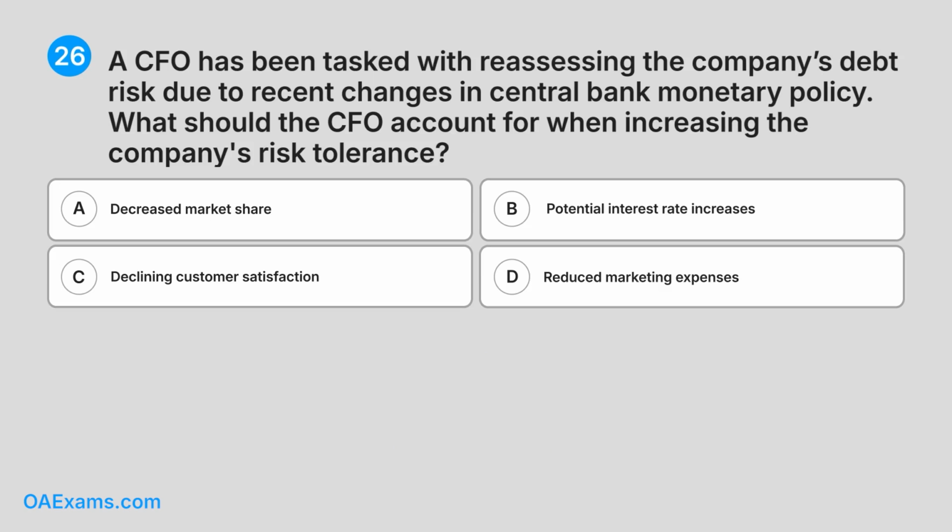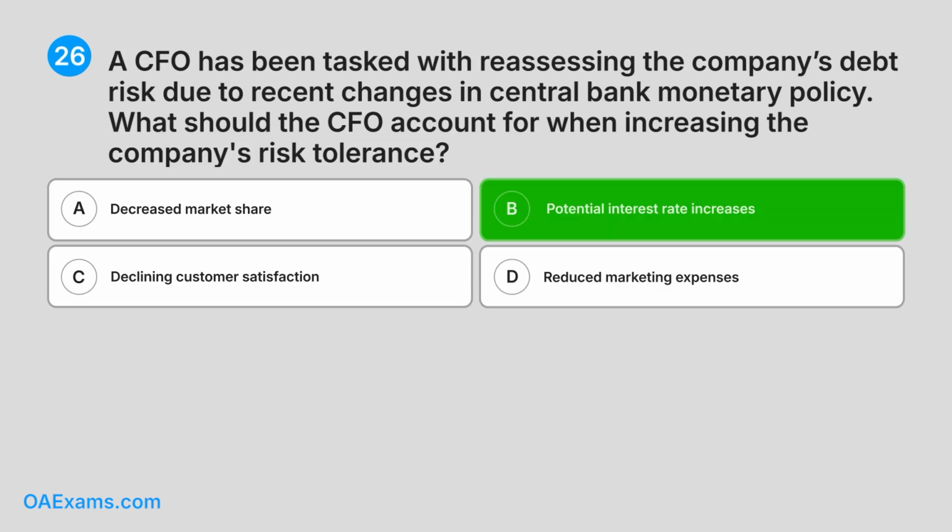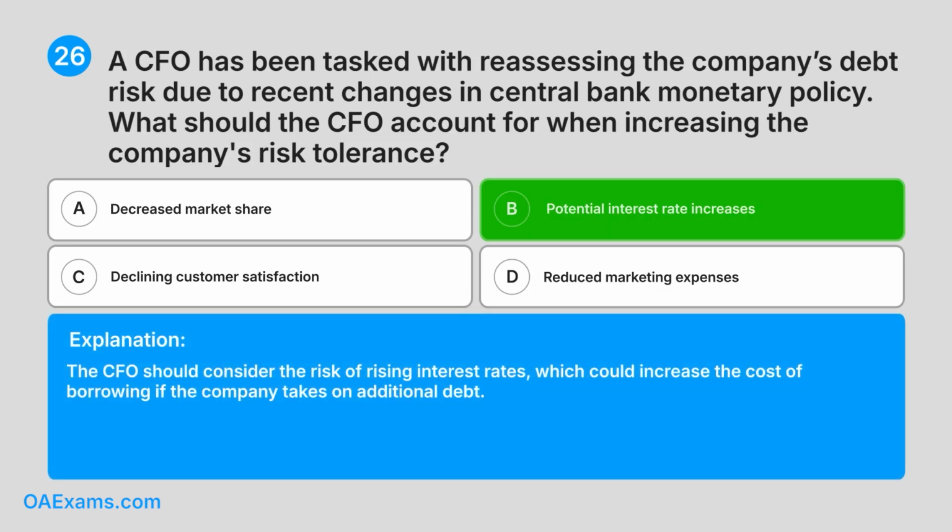Correct answer. B. Potential interest rate increases. Explanation. The CFO should consider the risk of rising interest rates, which could increase the cost of borrowing if the company takes on additional debt.